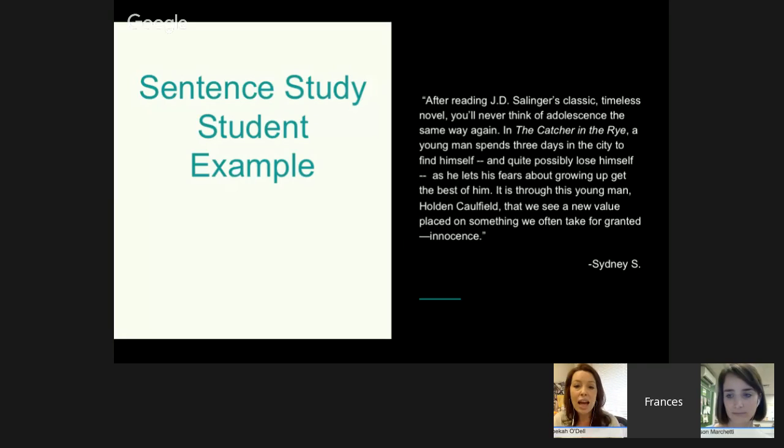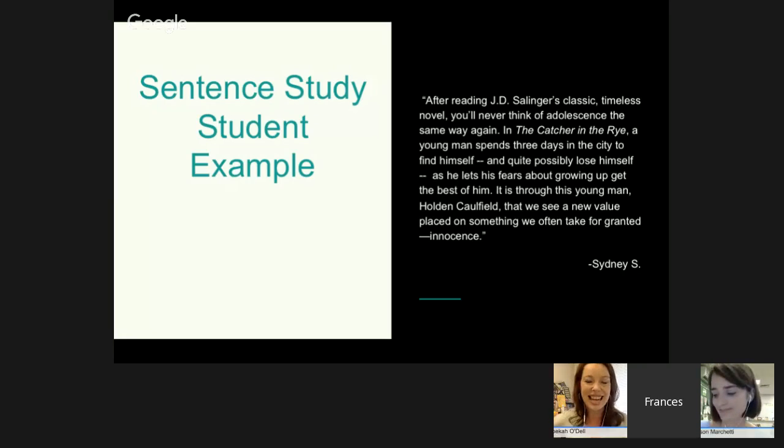She wrote, "After reading J.D. Salinger's classic, timeless novel, you'll never think of adolescence the same way again. In The Catcher in the Rye, a young man spends 3 days in the city to find himself, and quite possibly lose himself, as he lets his fears about growing up get the best of him. It is through this young man, Holden Caulfield, that we see a new value placed on something we often take for granted, innocence."